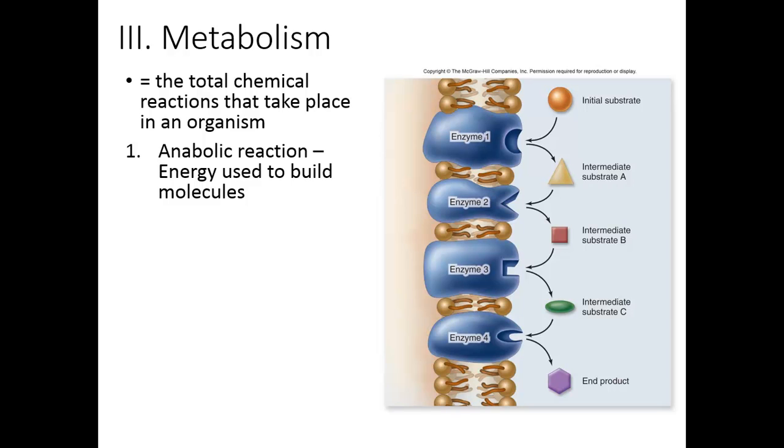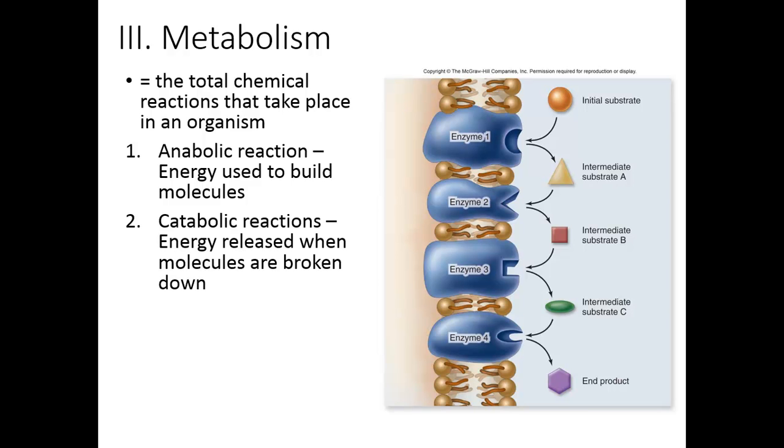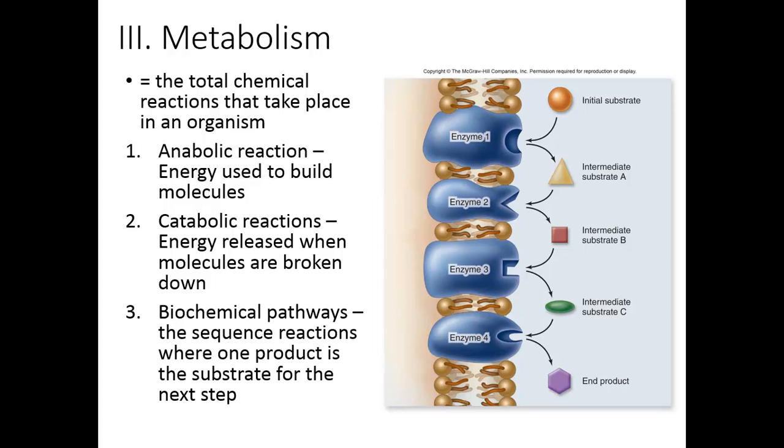Okay, and you have different types of reactions. You have an anabolic reaction, which is when energy is used to build molecules, so you can build triglycerides or carbohydrates. Catabolic reaction is when things are broken down and energy is released. And a biochemical pathway can be for the building of a protein, the building of muscle, or for the making of energy or the storing of energy. All of these different pathways have a sequence of enzymes that are used to facilitate reactions, and one product of one of these reactions will be used for the next step.